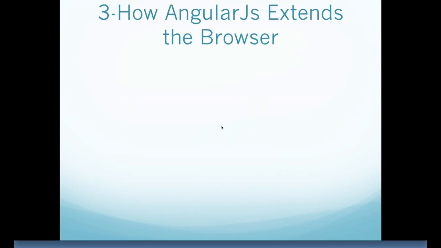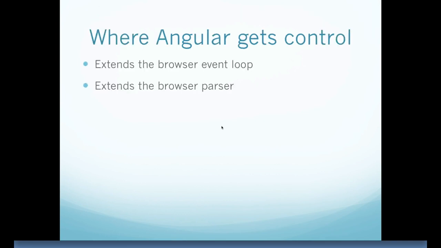How AngularJS extends the browser. We talked before about how you can think of AngularJS as a browser extension. And remember, browsers do two things for a living. They process events and they parse and render HTML. Well, these are the 2 points where Angular gets control and enhances the browser. It extends the browser's event loop, and it extends the browser parser.